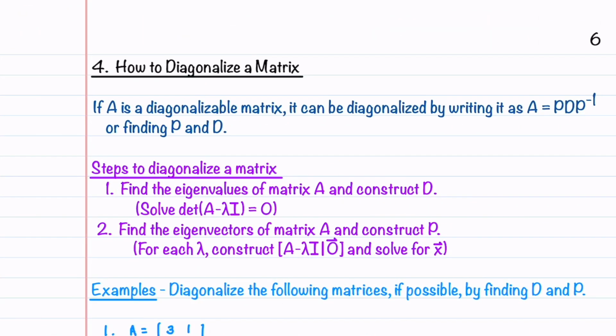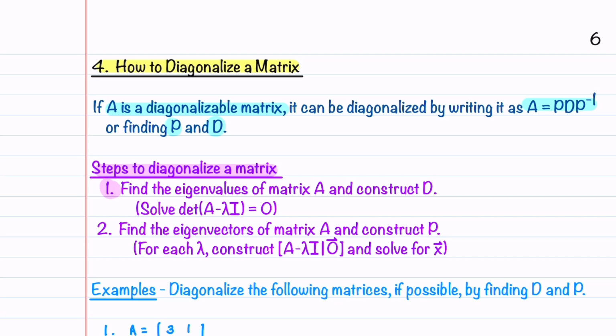Now that we know how to compute the powers of a diagonal matrix, we can learn how to diagonalize a matrix. If A is a diagonalizable matrix, we can diagonalize it by writing it as A equals P D P inverse, or finding P and D. This process is rather lengthy, so I wrote down steps that we can follow to diagonalize a matrix.